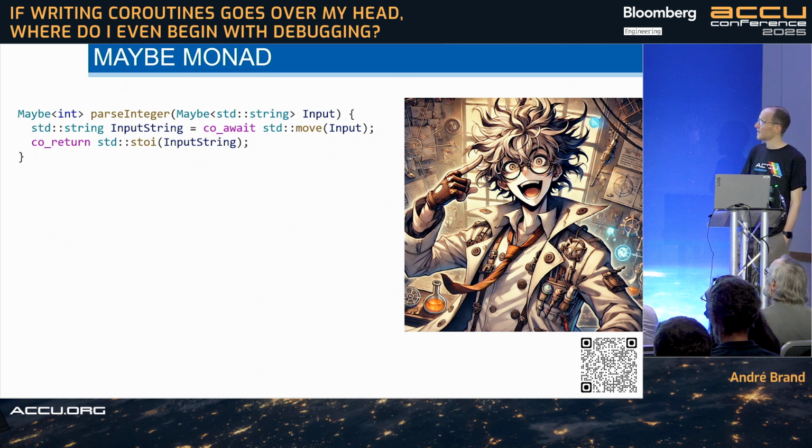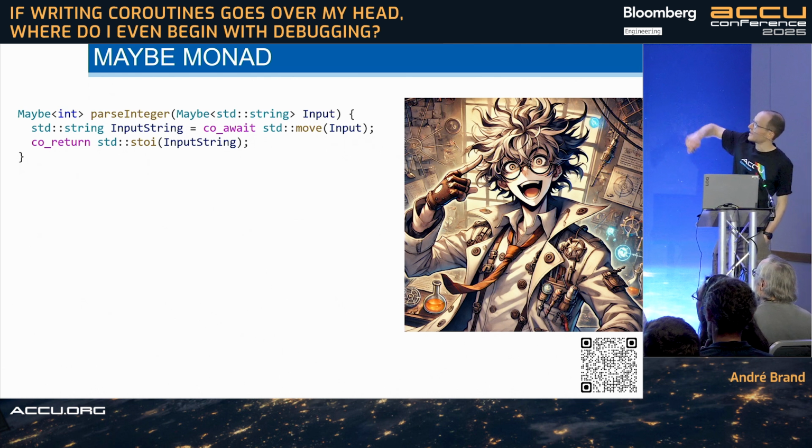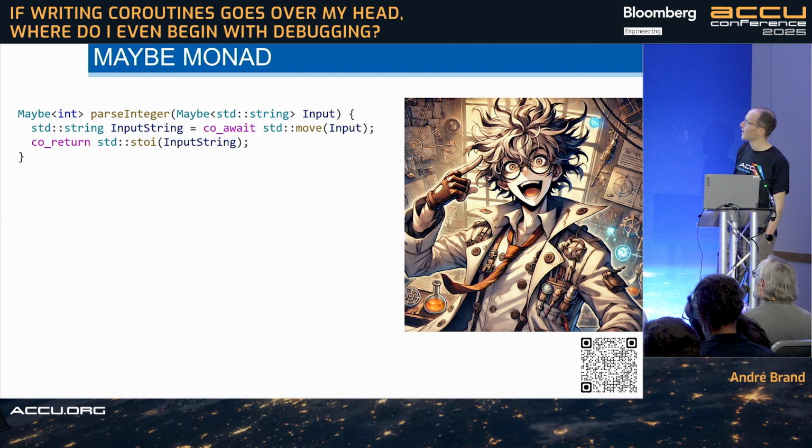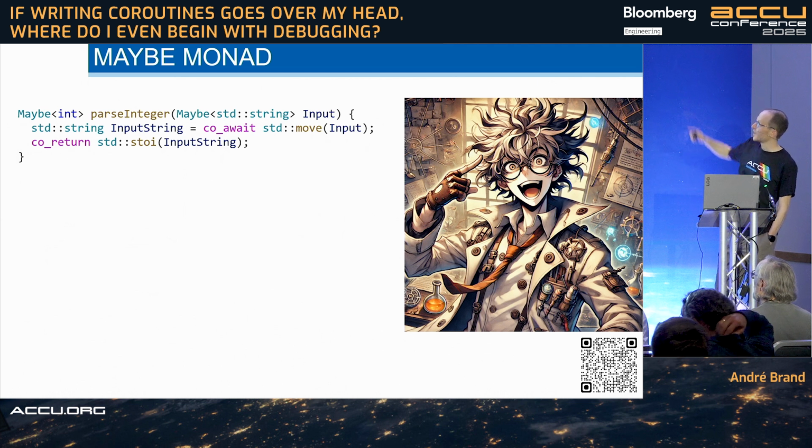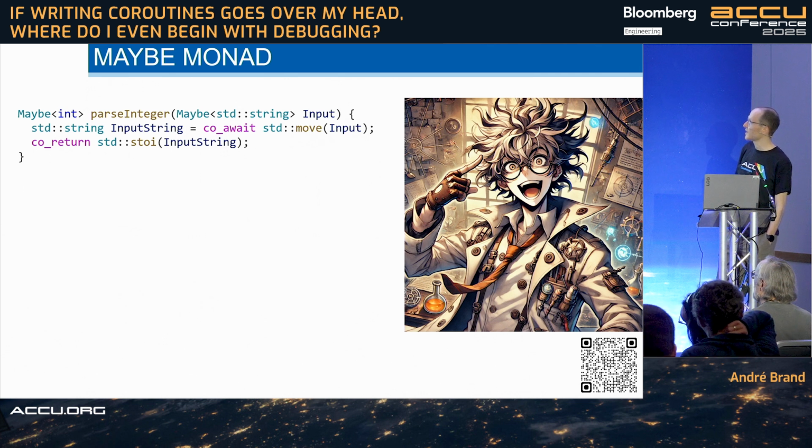Maybe is like an optional as a coroutine. So it has several features. If I write a coroutine using the maybe coroutine return type, I can co_await on other optionals. If the maybe I'm co_awaiting on is null, it will immediately suspend the coroutine and return back to the outermost parent, returning a null there.